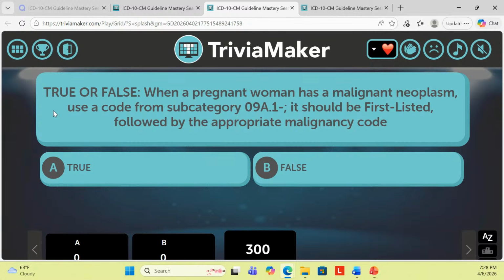True or false? When a pregnant woman has a malignant neoplasm, use a code from subcategory 09A.1. It should be first listed, followed by the appropriate malignancy code.